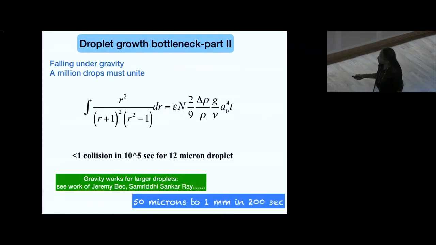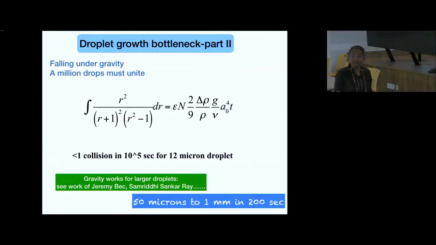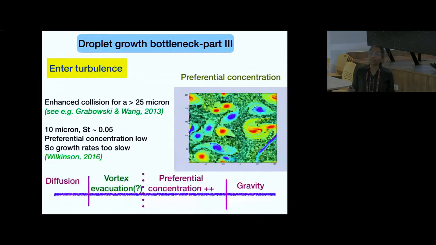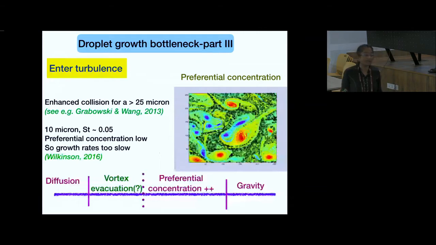So gravity works for larger droplets of more than 50 micron. If you have a 50 micron droplet, it can grow to 1 millimeter in 200 seconds. A lot of people have looked at this regime, and some of them are in the audience. So then, let's go to part 3 of the droplet growth bottleneck: enter turbulence.